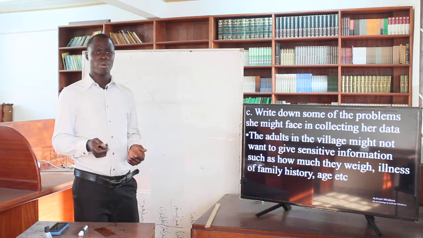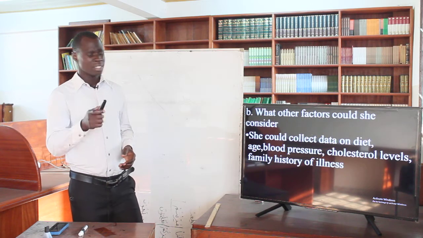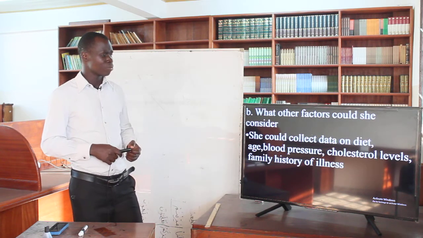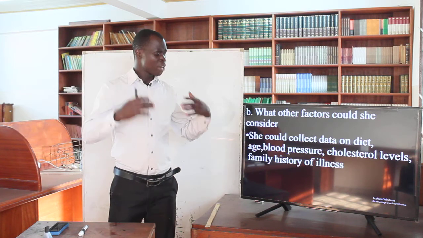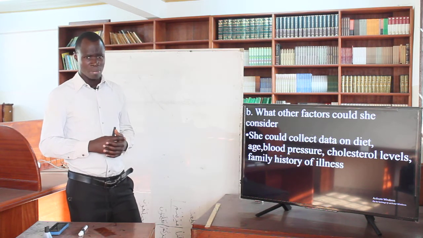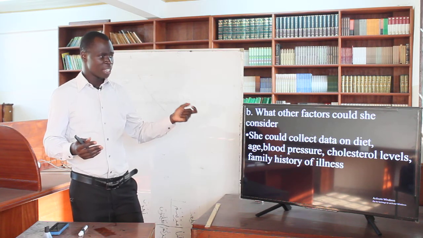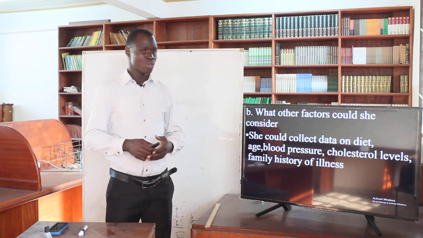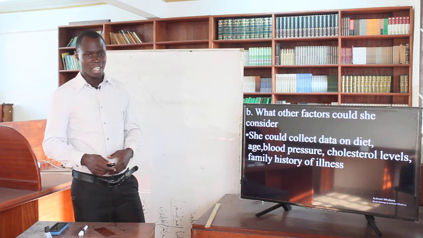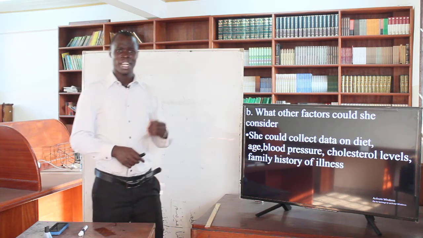Write down some of the problems she might face in collecting her data. Now, looking at part B, she could collect data on diet. Some people do not find it okay to talk about their diet because they feel you might think they are eating a lot. Then some will not want to talk about their age because they might be looking older than their age. Some will be looking younger than their age. Some just do not like it.